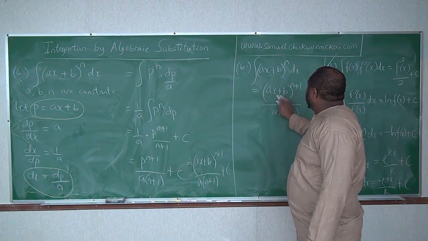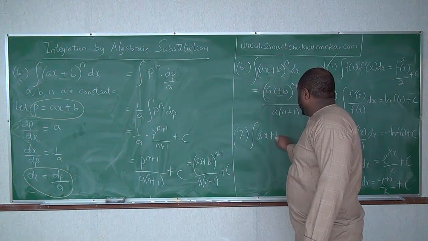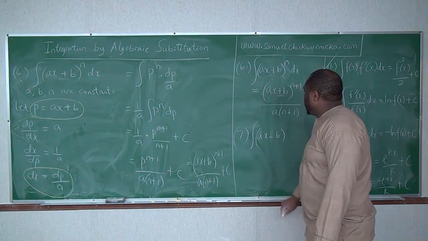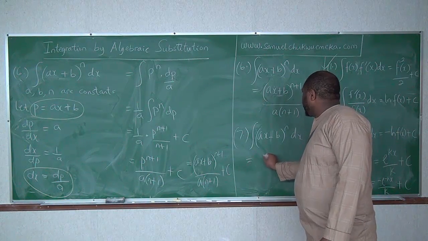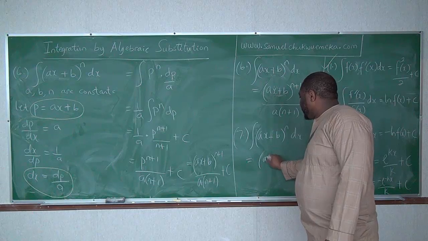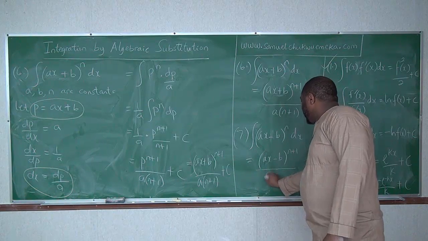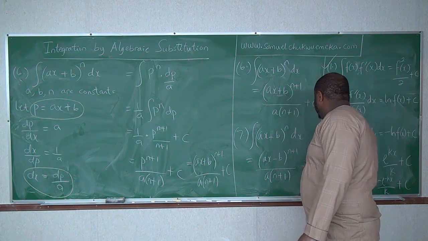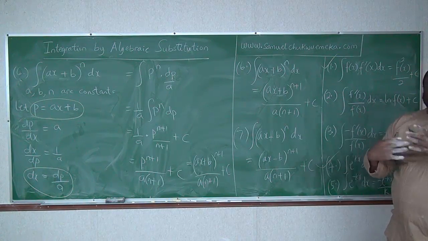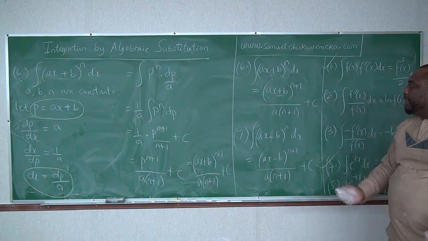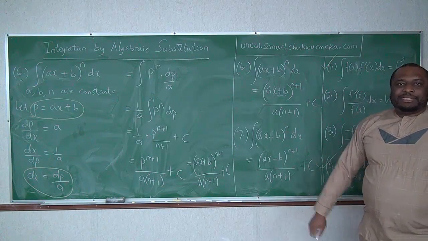This is what I'm saying. If you have number 7, the integral of (ax - b) exponent n dx, this will give us (ax - b) exponent n + 1 all over a times (n + 1), plus c. So this 6 and 7, you can put it in compact form by just doing plus minus. That gives us the same thing.